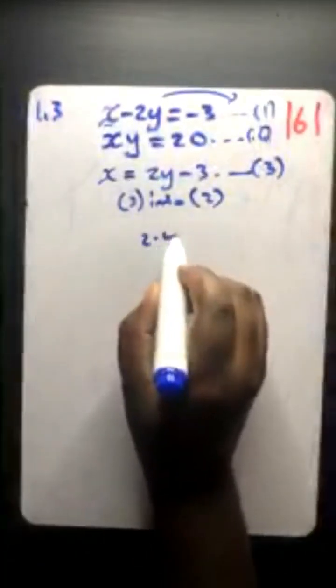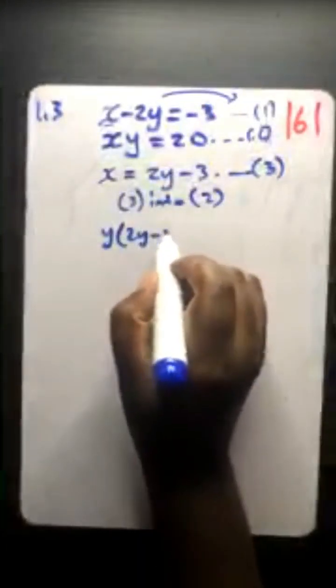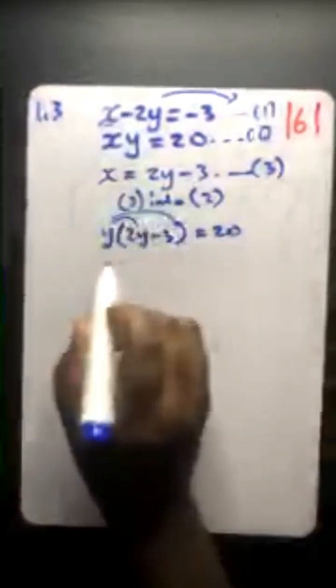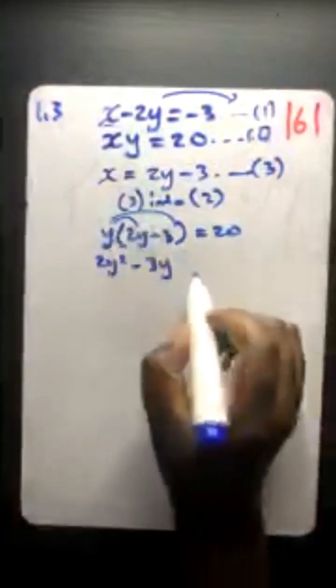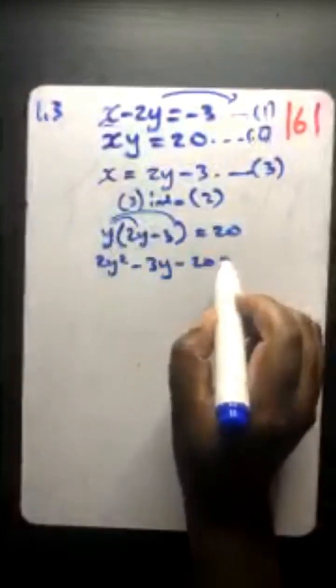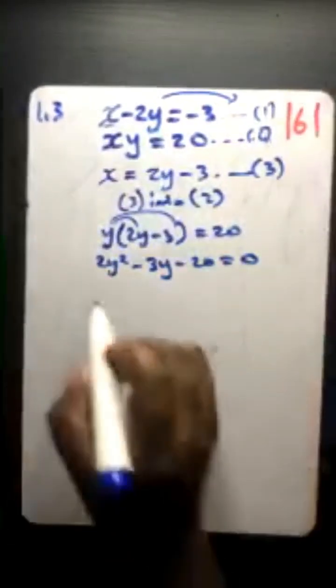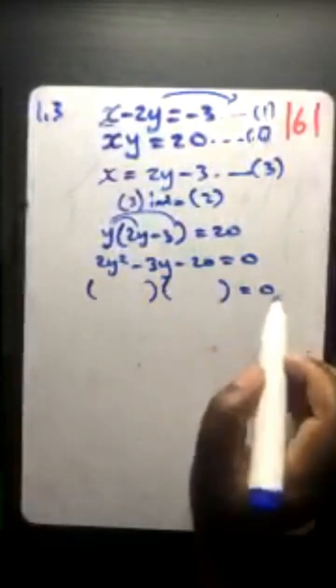Most importantly, 2 times 4 is the same as 4 times 2. So let's write that nicely and say this is actually the same as y into 2y minus 3, which equals 20. That by that, you're having 2y squared. That is going to give you negative 3y. You take that to the other side, it equals 0. So now you might need to factorize that.